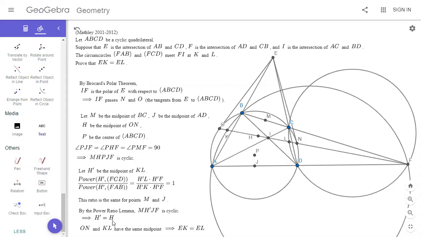So yeah, the power ratio lemma. Basically, if we let H prime be the midpoint of ON, if you take the ratio of the powers with respect to FCB and FAB, it's 1. And the same argument would give 1 for M and J. And so that means all 3 of those points lie on a circle through F.